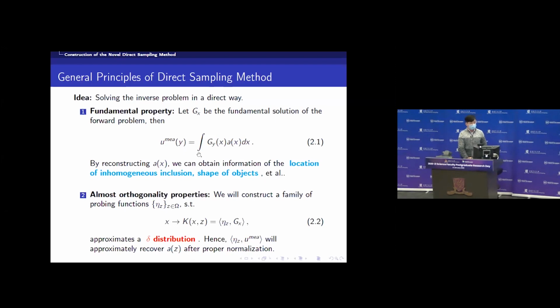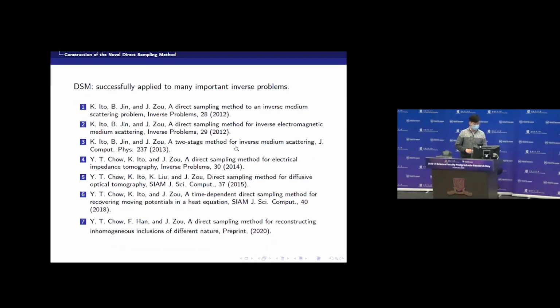Because we see our inverse problem has the first property, here is a list of works about this method. It has been developed for almost 10 years by the research group of Professor Jun Zhou.